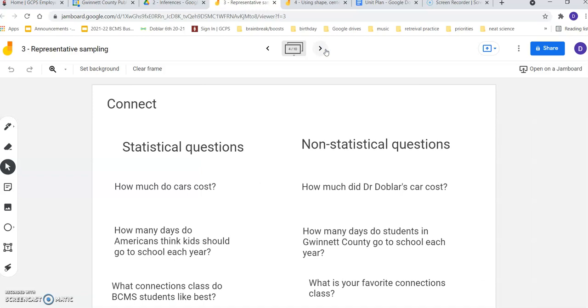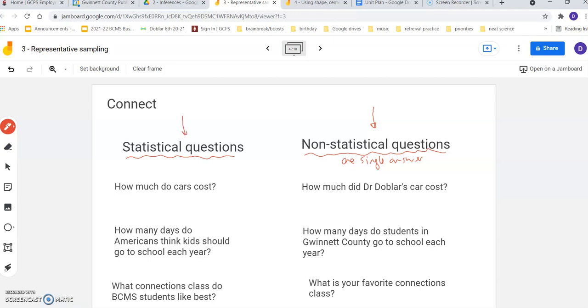All right, so just some reminders from 6th grade statistics, which may have been some time. First, we talked in 6th grade about the difference between a statistical question and a non-statistical question. Non-statistical questions are questions that just have one single answer, so to speak. Like how much did Dr. Dober's car cost? There's a number that would answer that question. You know, my car costs $8,000 or whatever.